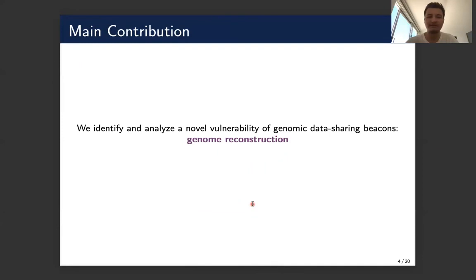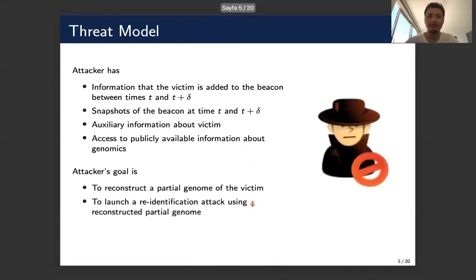Let's move on to our threat model. In our threat model, the attacker has the following information. Firstly, the attacker knows that the victim is added to a beacon between times t and t plus delta. Secondly, the attacker has snapshots of the beacon at time t and t plus delta, basically before the victim is added and after the victim is added. Here, a snapshot is all the possible query responses that are provided by the beacon.